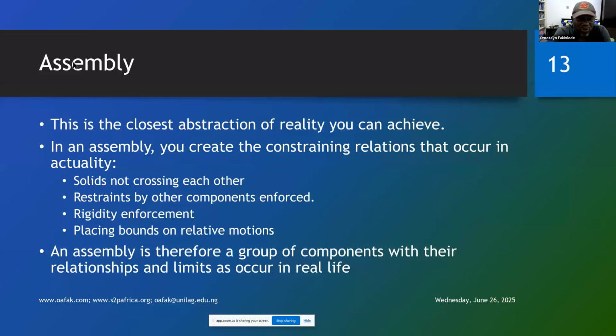An assembly is the closest abstraction of reality you can achieve. In an assembly, you create the constraining relationships that occur in actuality. Solids not crossing one another, depending on how many they are. Restraints by other components are enforced. Rigidity is enforced. Placing bounds on relative motion can be enforced. An assembly is therefore a group of components with their relationships and limits as occur in real life, as close as possible to what actually happens in real life. So your drawing is not just a drawing any longer. It's actually a model of real life.